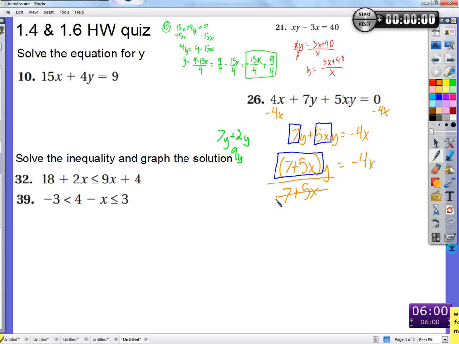That works. This is a factor of 7 plus 5x. This is a factor of 7 plus 5x. If we were to plug something in for x, we would get the same number here as we did here, and then we cancel each other out. Those are common factors that can cancel each other out. 7 plus 5x on that side, y equals negative 4x over 7 plus 5x.